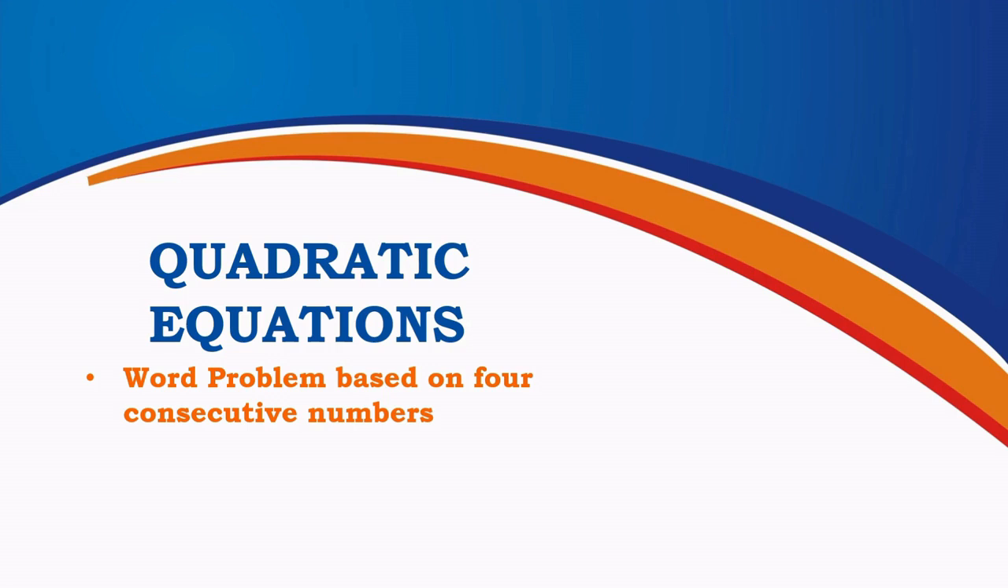If the first number is represented by x, then the next 3 consecutive numbers will be x plus 1, x plus 2, and x plus 3. Therefore, 4 consecutive numbers can be represented as x, x plus 1, x plus 2, and x plus 3. Notice that each number is expressed in terms of the first number. This helps us convert the given word problem into a mathematical equation easily.